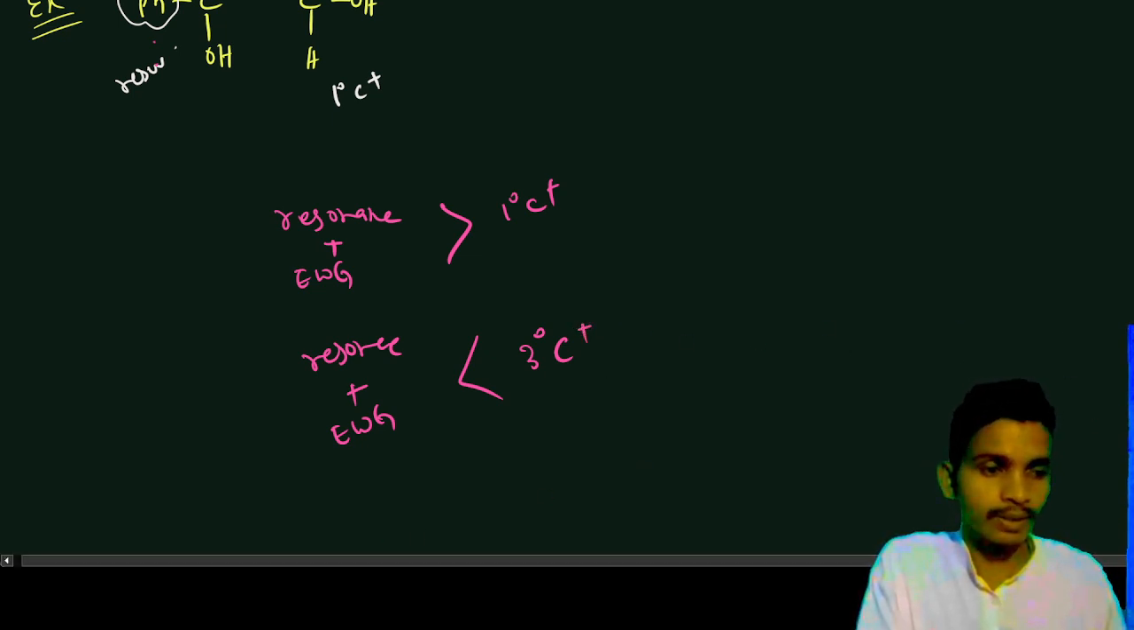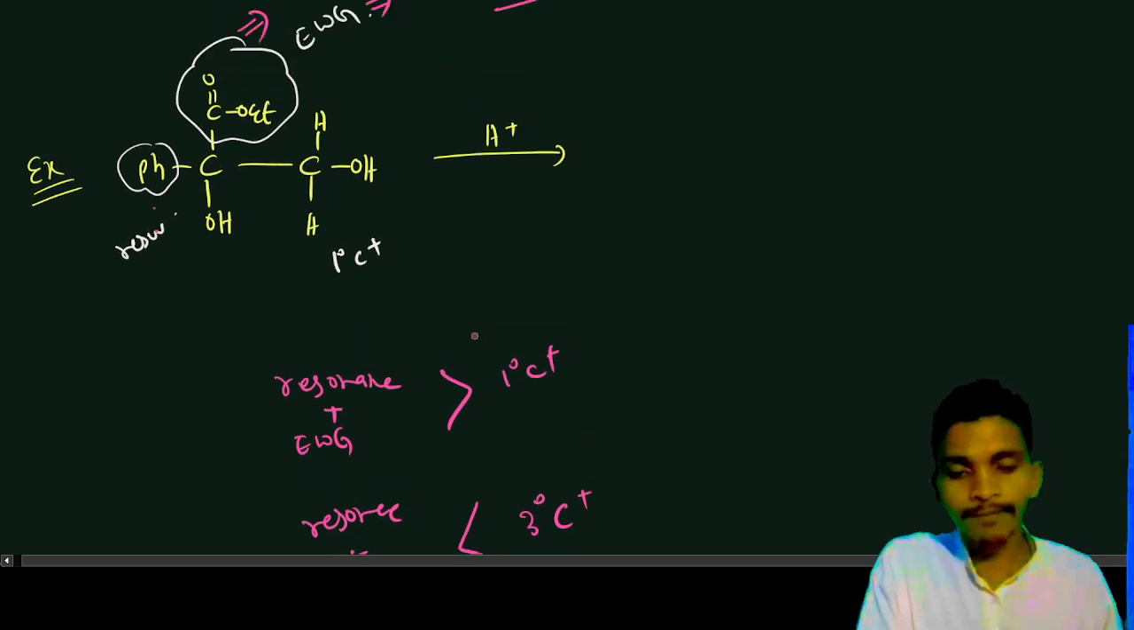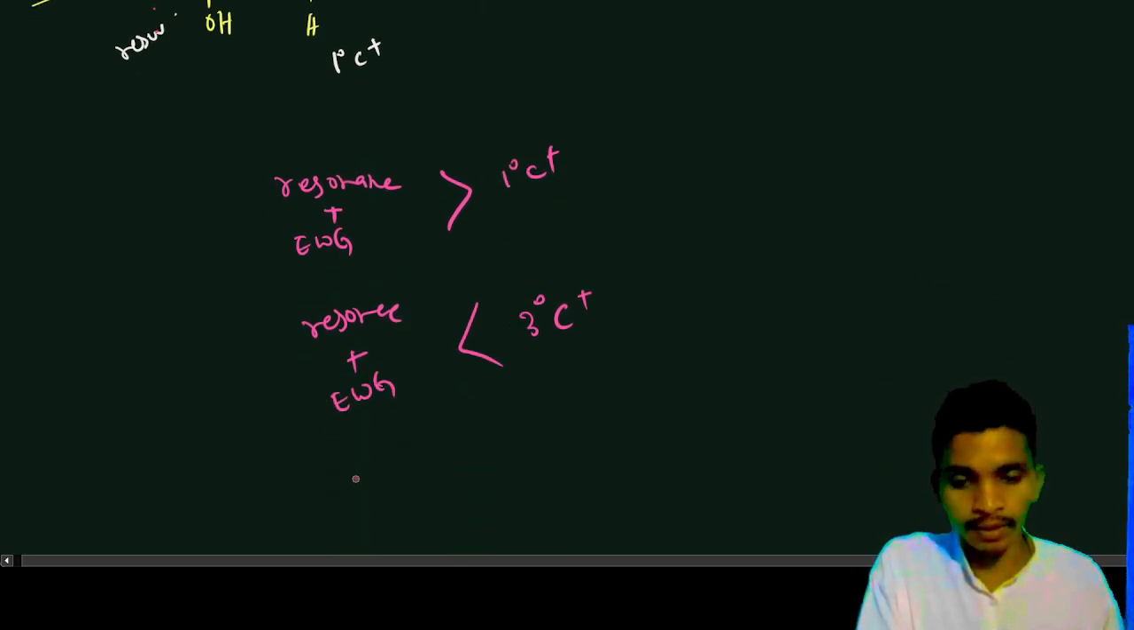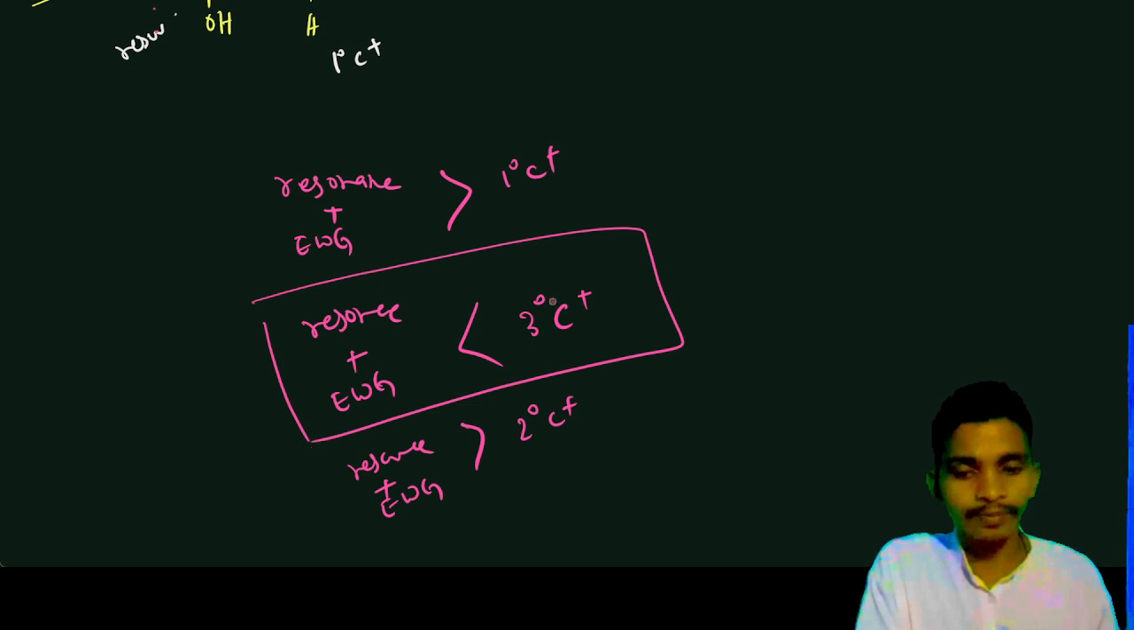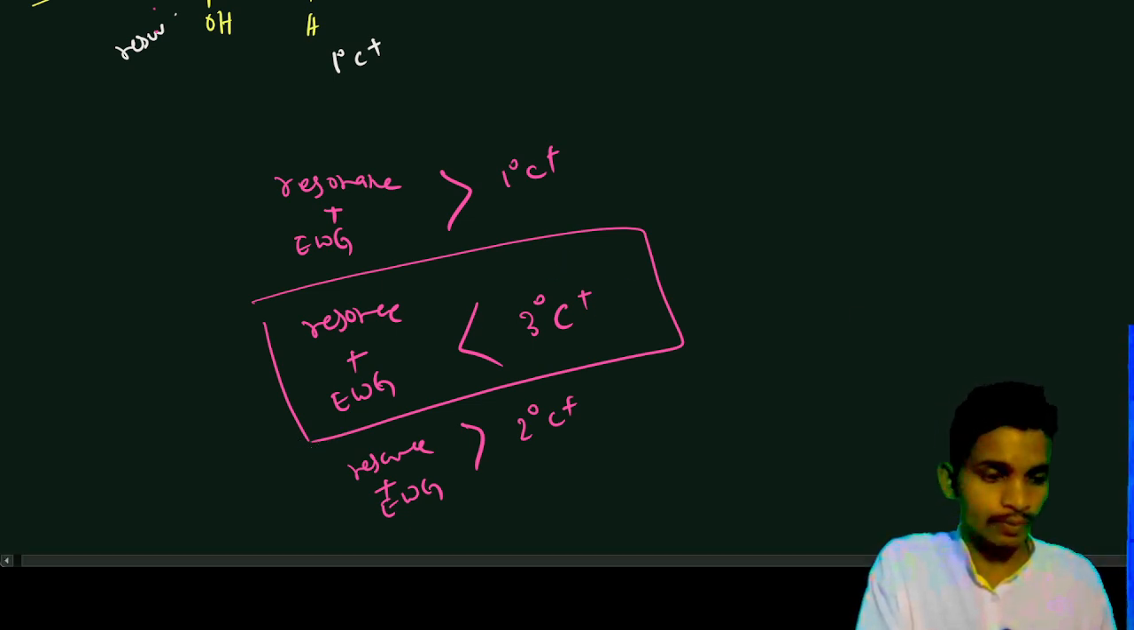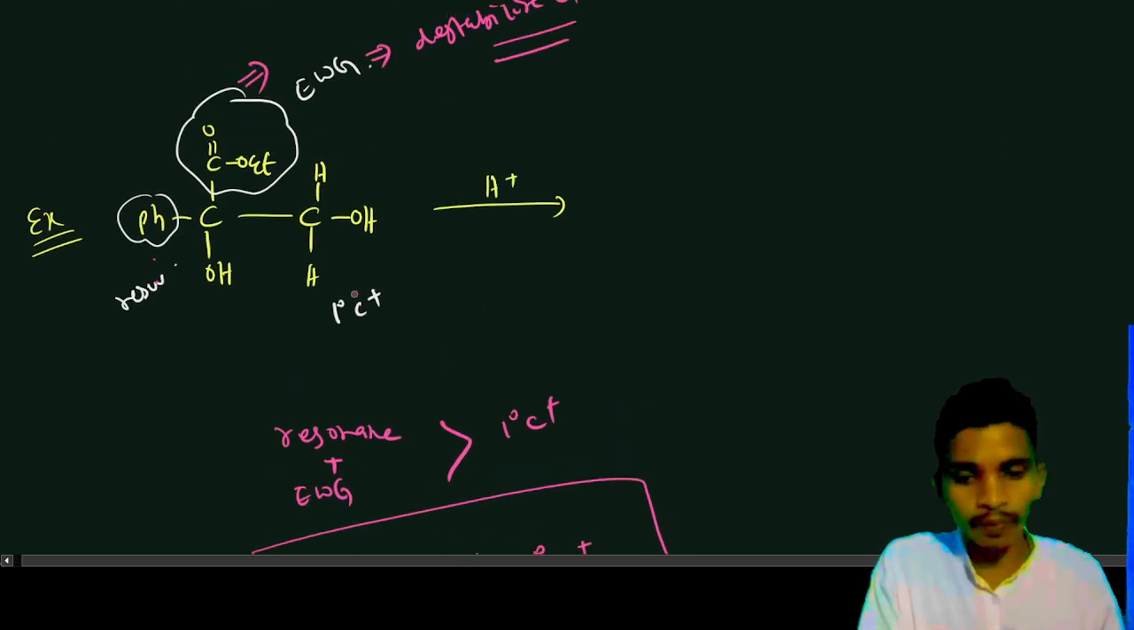So here what is that? And if 2 degree, then also, if resonance is there plus electron withdrawing groups, this is more stabilized than a 2 degree carbocation. So if it is a 3 degree carbocation, then that will stabilize. So here, since this is a 1 degree carbocation, this will do the protonation.